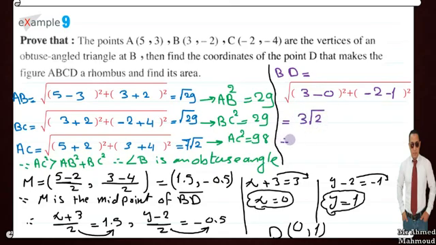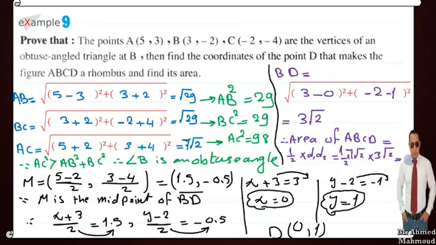Therefore, area of ABCD equals half times diagonal 1 times diagonal 2 equals half times 7 root 2 times 3 root 2 equals 21 area unit. Okay, the next example.